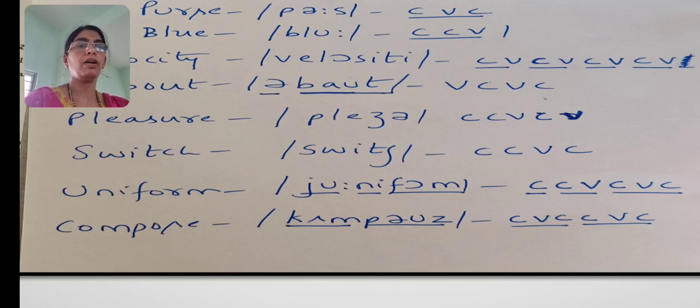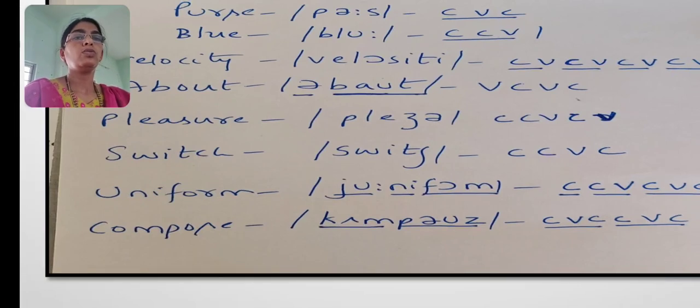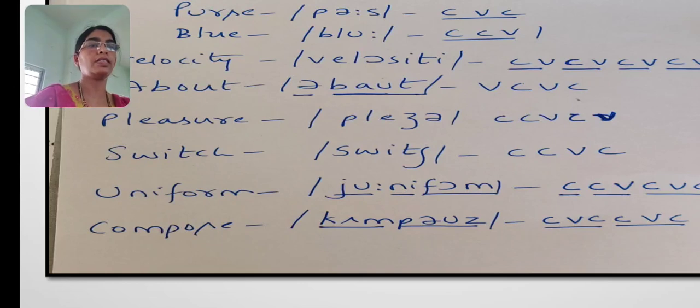Compose, a disyllabic word. Here we have this first sound, which is a vowel sound, and o is a diphthong. Here this is a diphthong, so don't take it as o and oo. So here the structure becomes consonant, vowel, consonant, consonant, vowel, consonant, that is C, V, C and C, V, C.